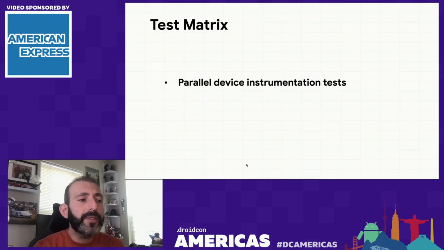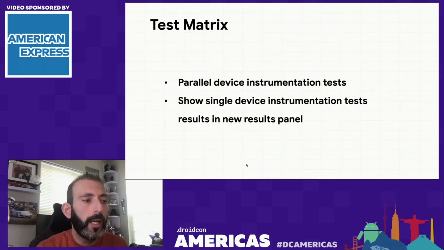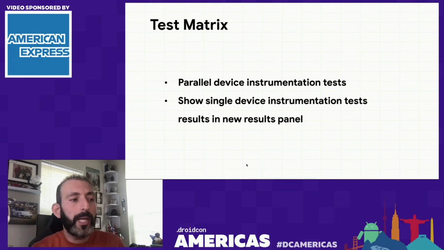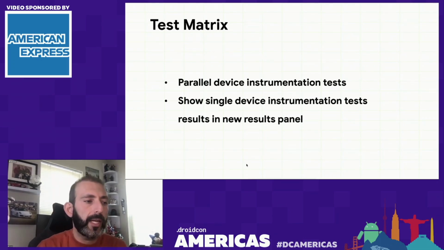With test metrics, now you can run instrumentation tests in parallel. Also, the new results panel makes everything more clear, even if you're running a single test.